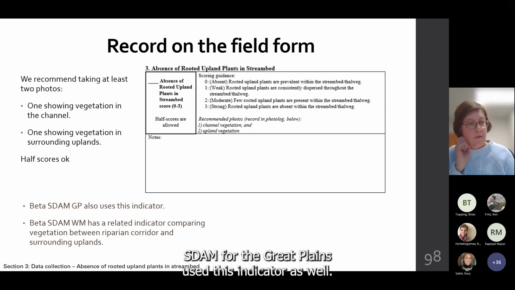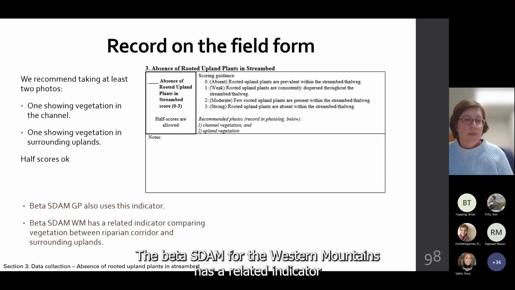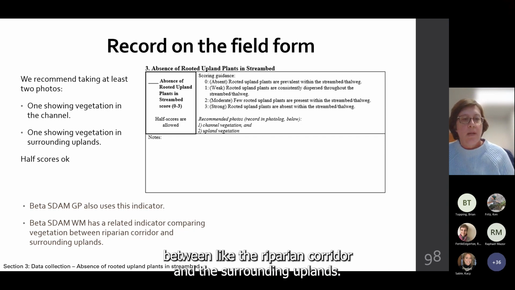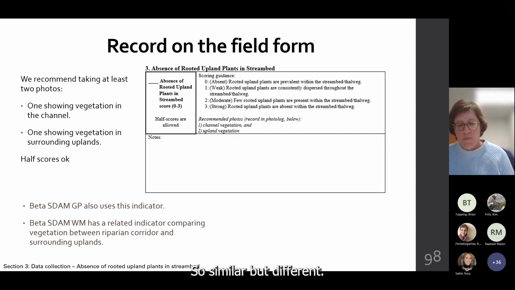The beta SDAM for the Great Plains used this indicator as well. The beta SDAM for the Western Mountains has a related indicator that compared vegetation between the riparian corridor and the surrounding uplands. So similar but different.